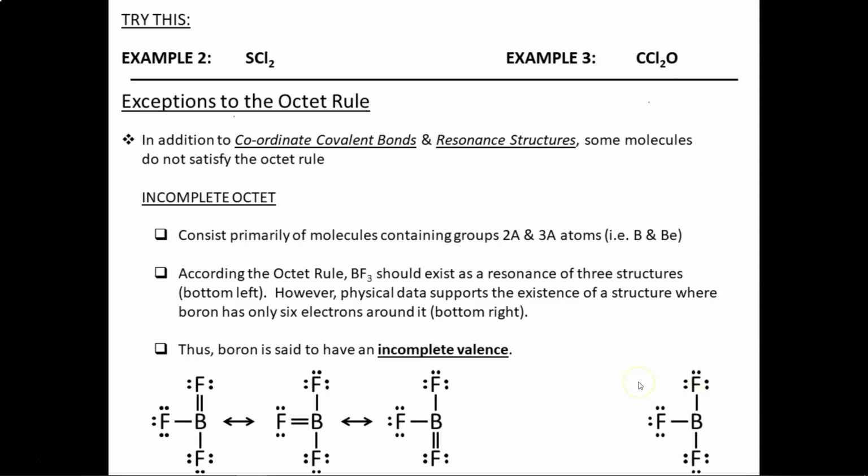Now don't freak out, I don't expect you to know every single exception to the octet rule. This is an introductory course. So for now, I only need you to focus on group 2 and group 3 elements, specifically boron and beryllium. They are the ones you are most likely to encounter with an incomplete valence or an incomplete octet structure. Boron can form 3 bonds, 2, 4, 6, so it can be stable with just 6 valence electrons, while beryllium typically forms 2 bonds, and it can be stable with 4 valence electrons.